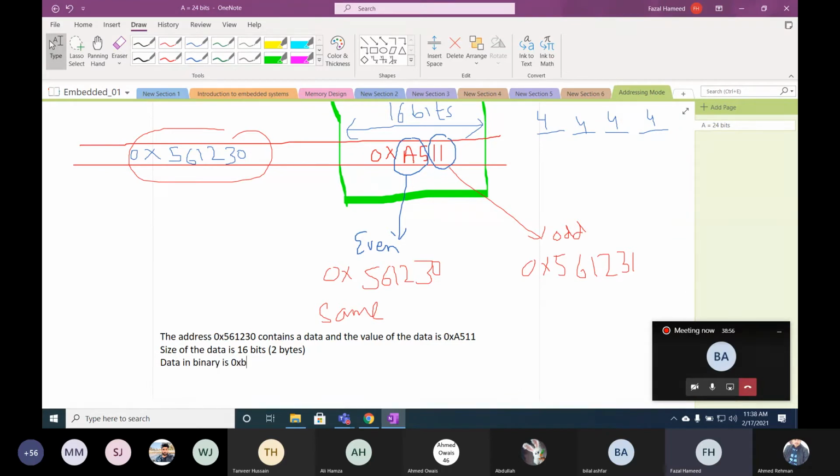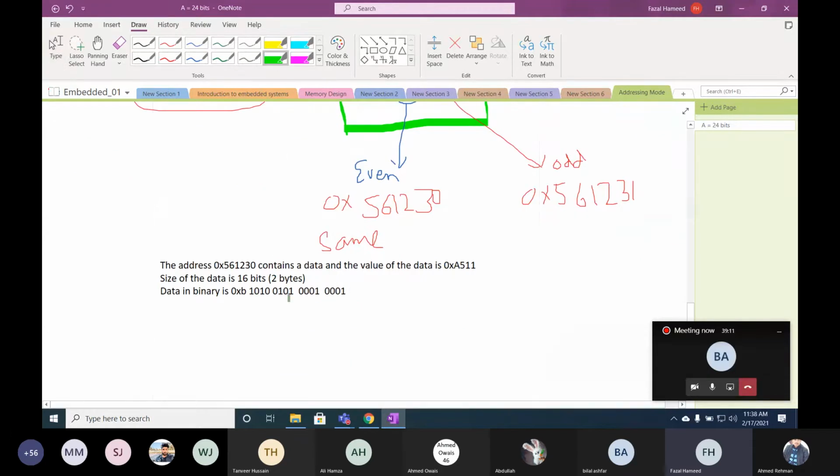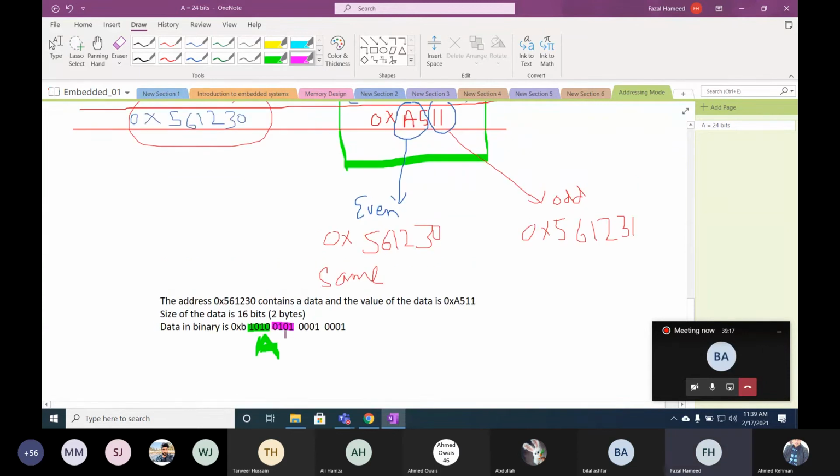0xb. Now I'm writing in binary. A. What is the code for A? 1010. What is the code for 5? 0101. What is the code for 1? 0001. What is the code for 1? 0001. So actually, this is your A. The second is actually your 5. The third is actually 1, and the fourth is actually 1.